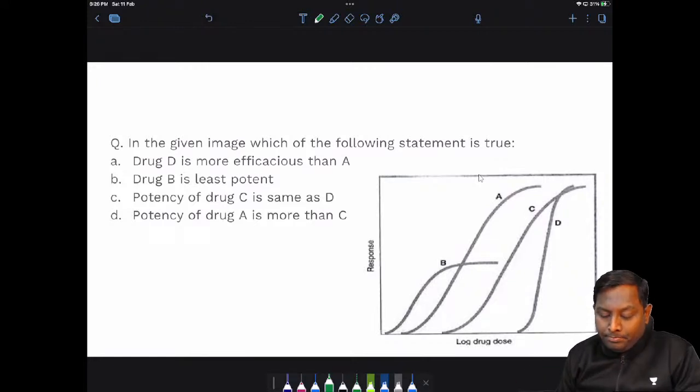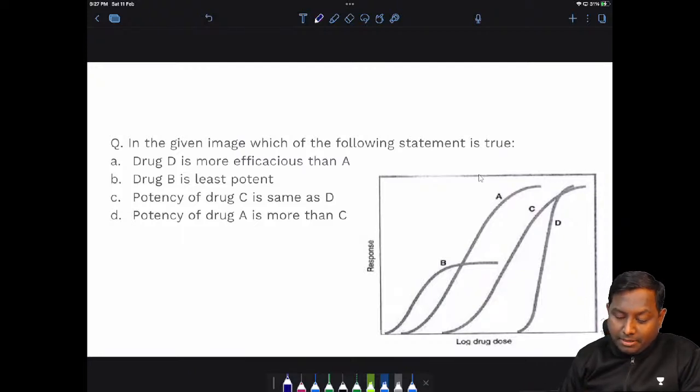This is pretty simple. In the given image, which of the following statements is true? Four statements are there. Which statement do you think is going to be true? I hope it is visible to all of you. Drug D is more potent, more efficacious than A. B is least potent. Potency of C is same as D. Potency of A is more than C. I hope all of you have got the concept and you are not going to make a mistake here.